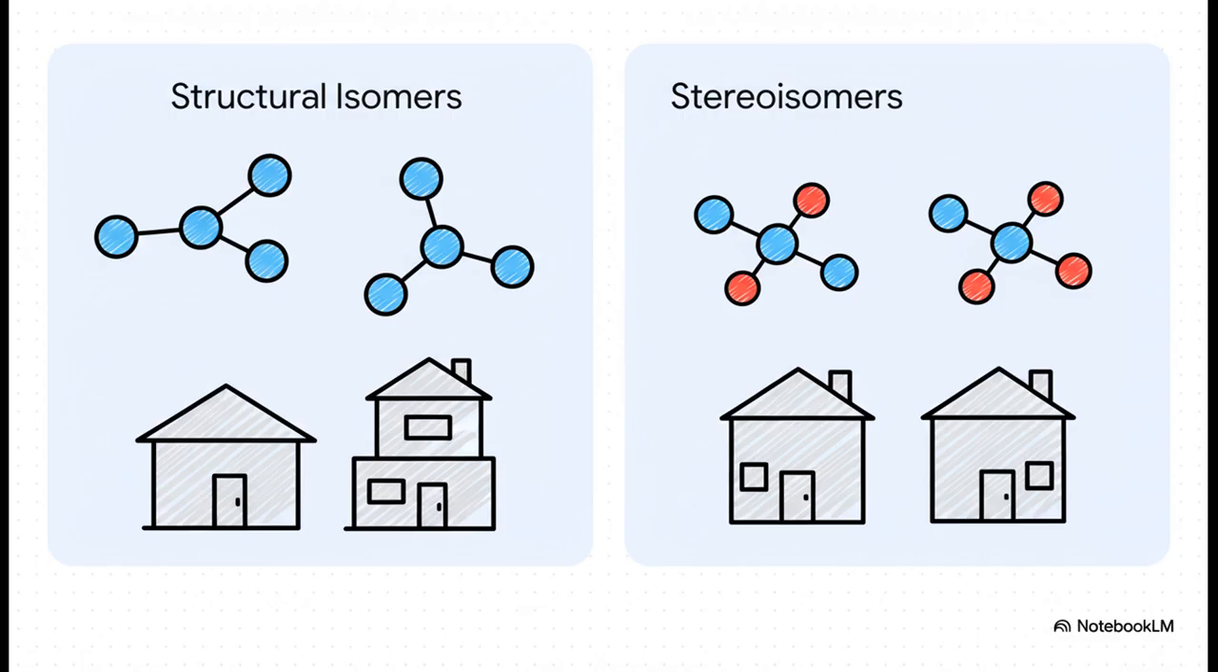But on the other side, you have stereoisomers, and this is where it gets interesting. Here, the connections are all identical. It's the same floor plan, but the 3D spatial arrangement is different. Think of it like having the door on the left wall instead of the right.